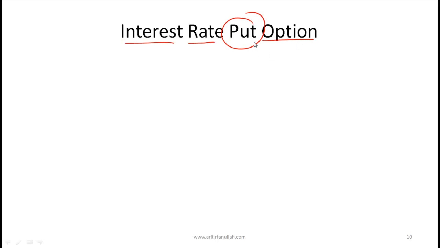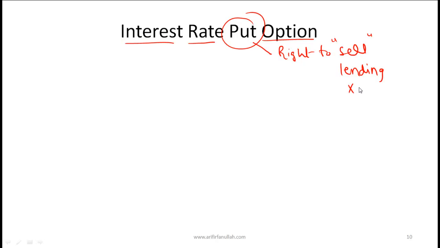Just as a quick refresher, what did the put option mean? The put option is the right to sell, but we are talking about interest rates. So what does sell mean? We are talking about selling money. So selling money essentially means lending money, and what is the price of lending money? That is the interest rate.